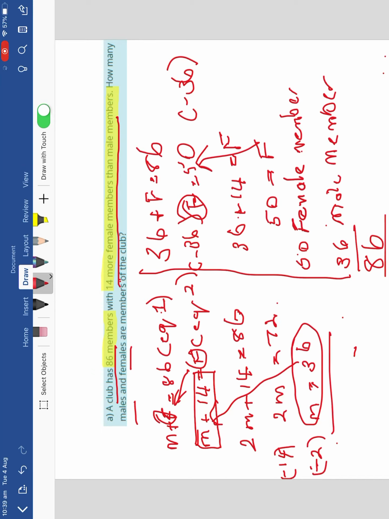Now, we could also solve this equation using elimination, but we'll save that for the next video.